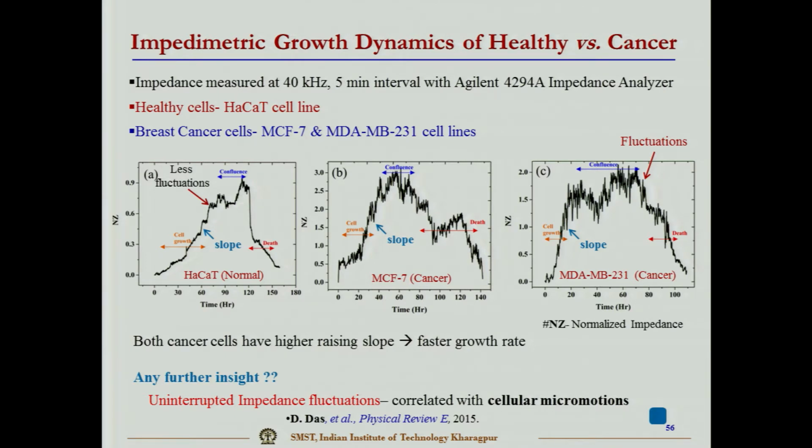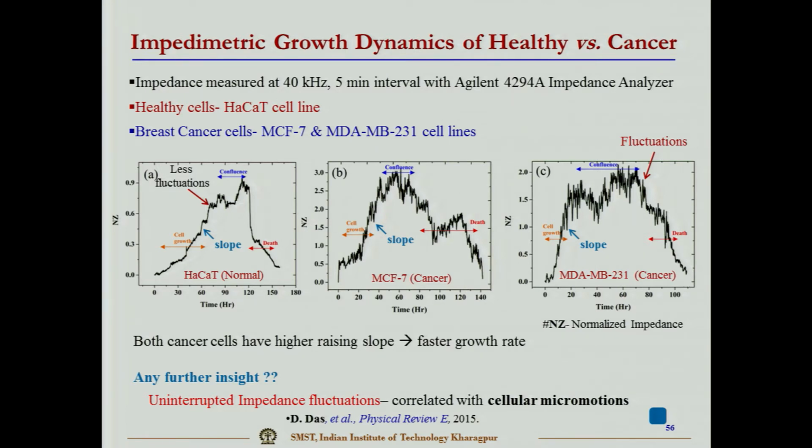Okay. Here, this is the more prominent one. Three cell lines: one is the normal cell line, HaCaT, then MCF7, and this is the other one. These two are the cancer cell lines, but this one is much more malignant. What we observe is that the pattern of the impedance behavior along the time is more or less the same.